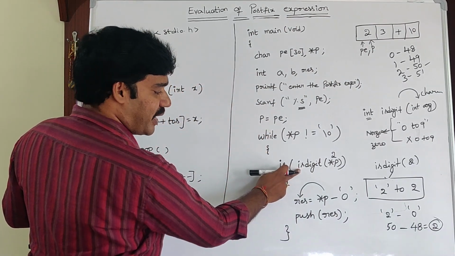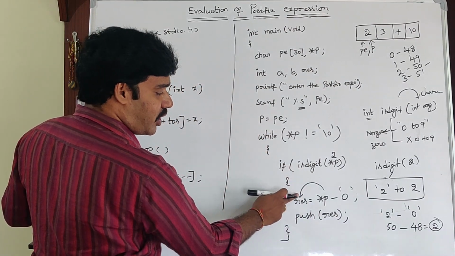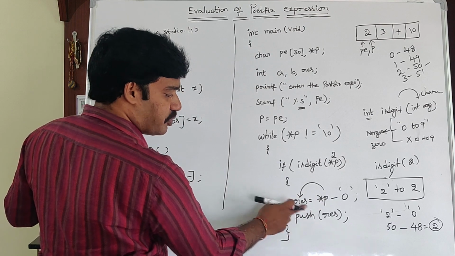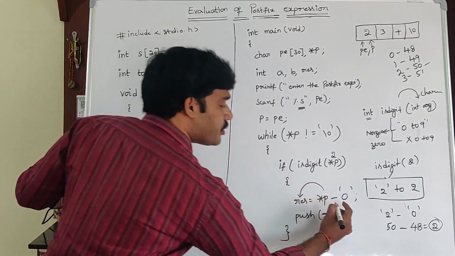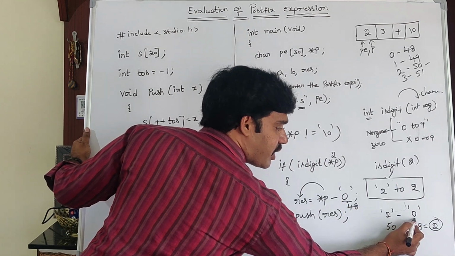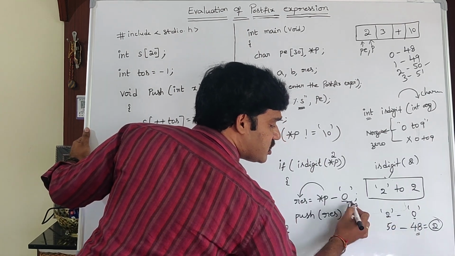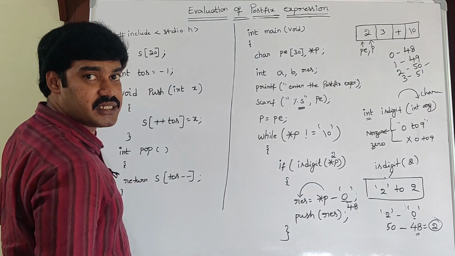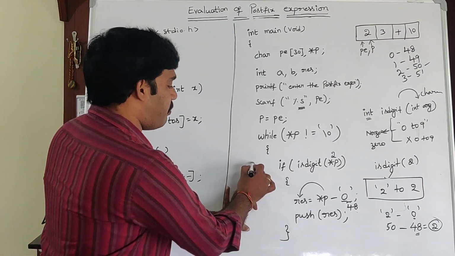If it is an operand, convert the character constant into the digit, then push into the stack. If you want, you can write in place of character constant '0' directly 48 also. Why? Because the ASCII value of 0 is 48. Choice is yours. So the first step is over.